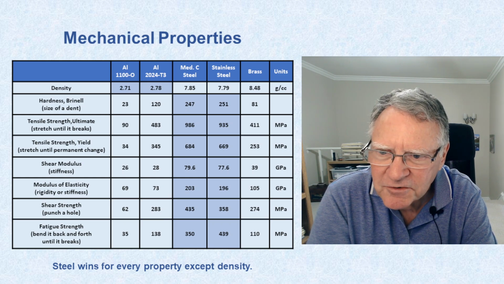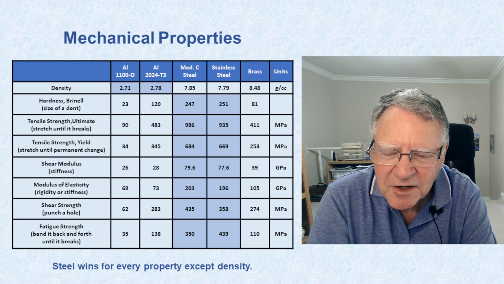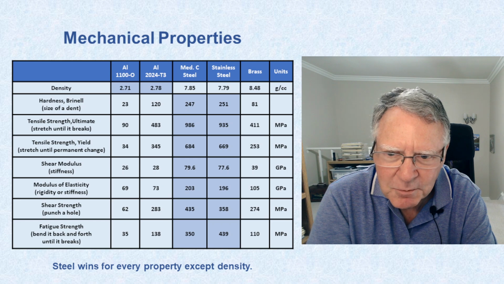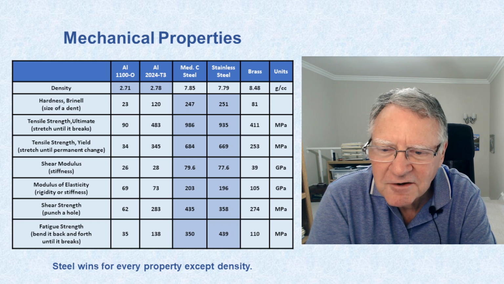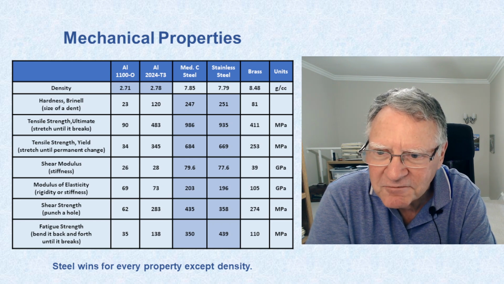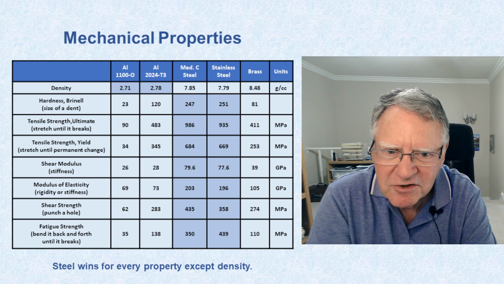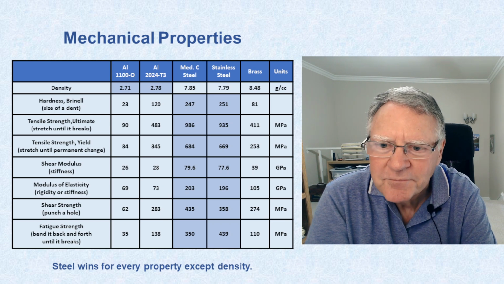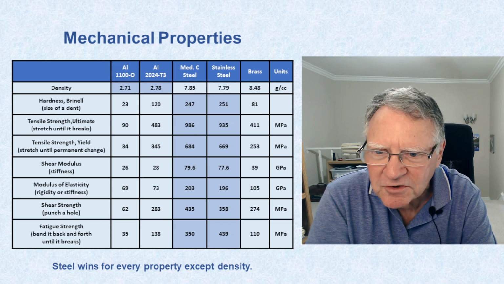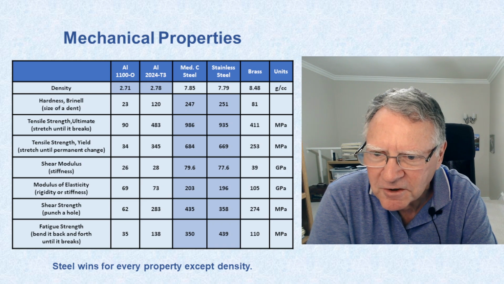The tensile strength ultimate is you take a bar or a rod of your alloy and you pull on it until it breaks, and you record the amount of force it took for it to break. Now, tensile strength yield is similar, except you take your rod and you pull on it until there's a permanent change, and then you record how much force it took for that to occur.